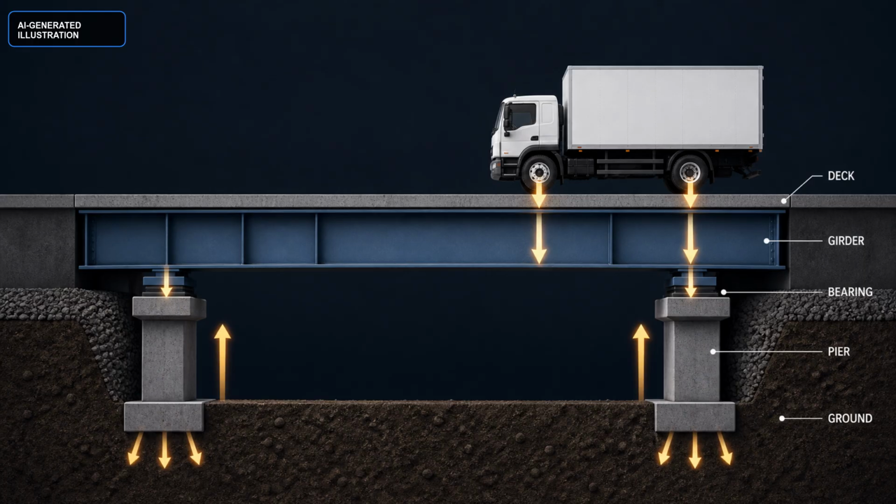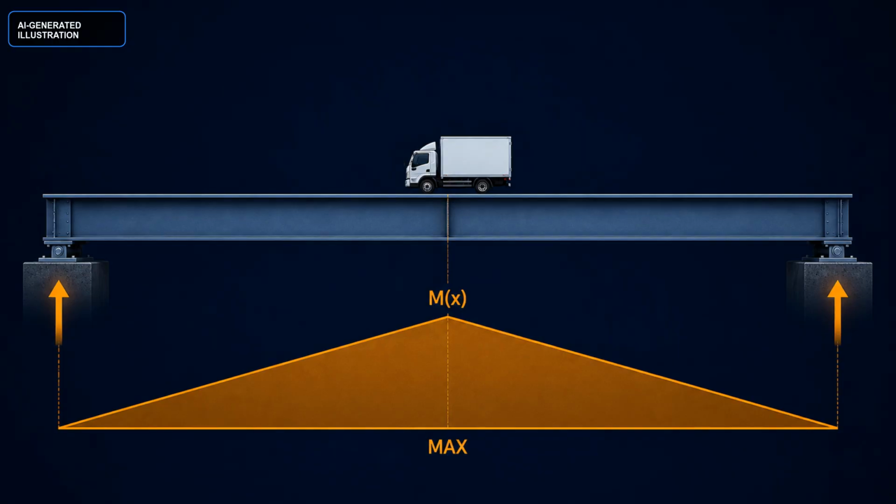Start with one truck near the middle of a simple span. Its tire force enters the deck, spreads into the girder, travels to the bearings, then becomes reactions at the piers and ground. The girder is not just holding a weight. The offset between that load and each support creates a turning effect, a bending moment. For this idealized span, the positive bending moment grows toward midspan and peaks under the truck. Near the supports, the reactions are large, but the midspan bending moment is smaller.